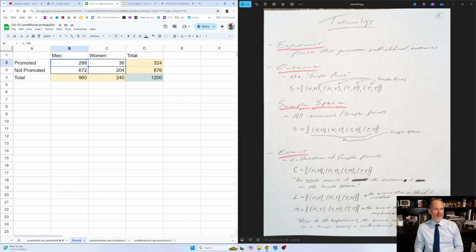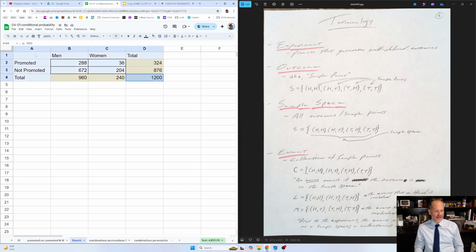So what we're looking at here is men, here are women, and we're also looking at promoted and not promoted. This is joint because here this shows us men who are promoted. And this shows us men who are not promoted. And this shows us women who are promoted. And this shows us women who are not promoted. And then the margins show us all the people who are promoted out of 1,200. And here are all the people who are not promoted out of 1,200. Here are all the people that are men out of 1,200. Here are all the people that are women out of 1,200.